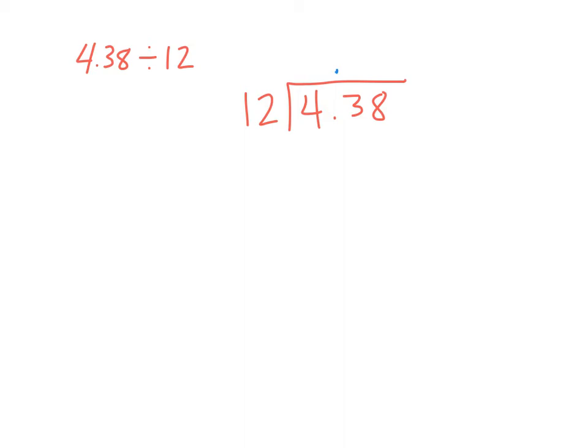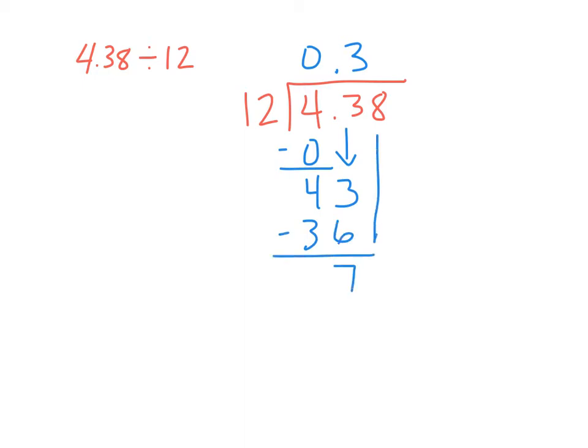12 goes into 4 0 times. You can do your 0 out. You got your 4, you bring down your 3. 12 can go into 43 3 times. 12 times 3 is 36. Subtract it out. You should have 7 left over. Bring down your 8. 12 goes into 78 6 times. 12 times 6 is 72. You come out with 6 remainder.